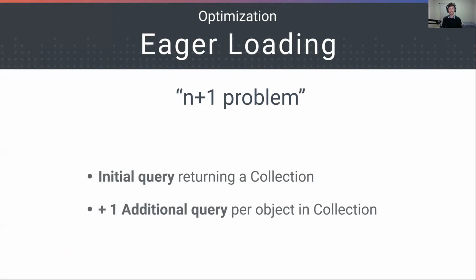Okay, so the N+1 problem is the problem that arises if you lazy load, if you don't use eager loading. And the N+1 problem explains when you make an initial query, and then that initial query might return a bunch of data.